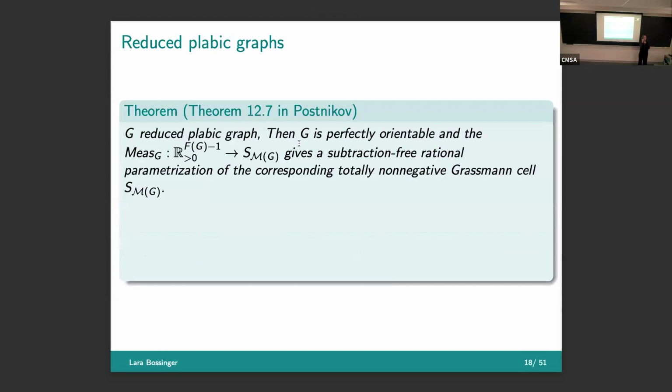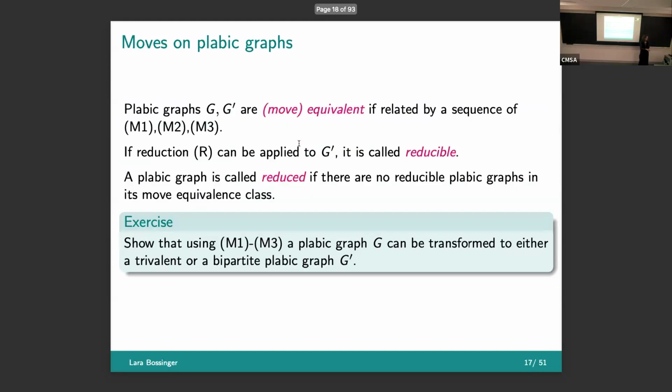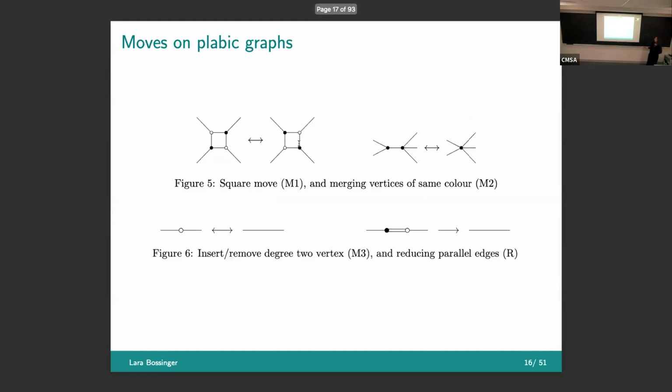If I have a reduced plabic graph, so-called reduced is a property that is defined in a way that is not really intuitive and not easy to check by definition. When we have a plabic graph and we start performing these moves 1 to 3 on it, all the other plabic graphs we obtain will be called move equivalent. And in that whole class of move-equivalent graphs, we never encounter a single plabic graph to which we could apply this reduction procedure. Then the plabic graph is reduced, right?